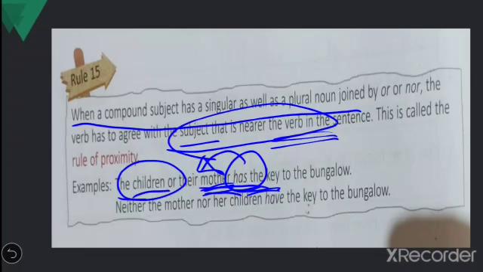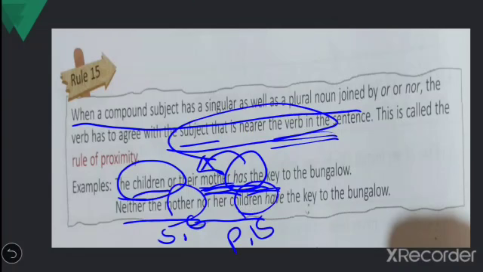Now look at the next. Neither the mother nor her children have the key to the bungalow. Now look here. Mother is a singular subject. Children is a plural subject. Now, plural subject, that's why have, the plural verb, will come.